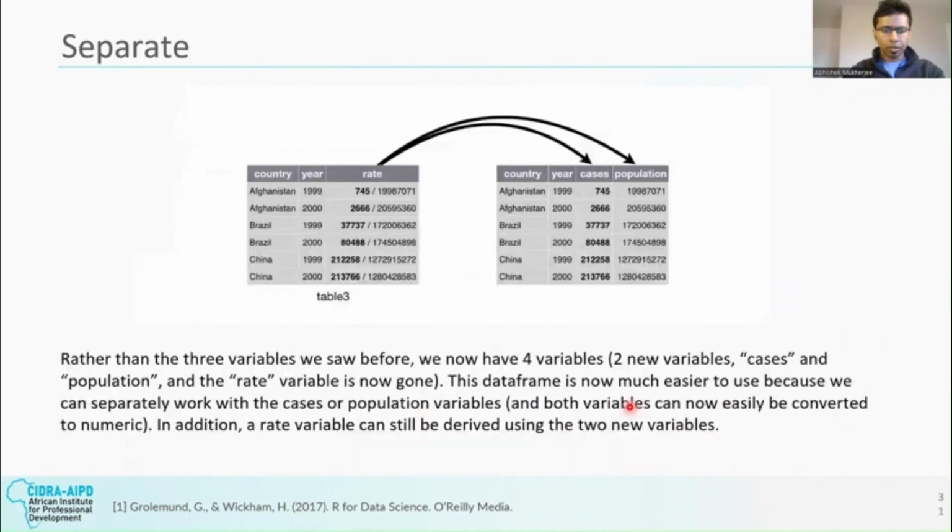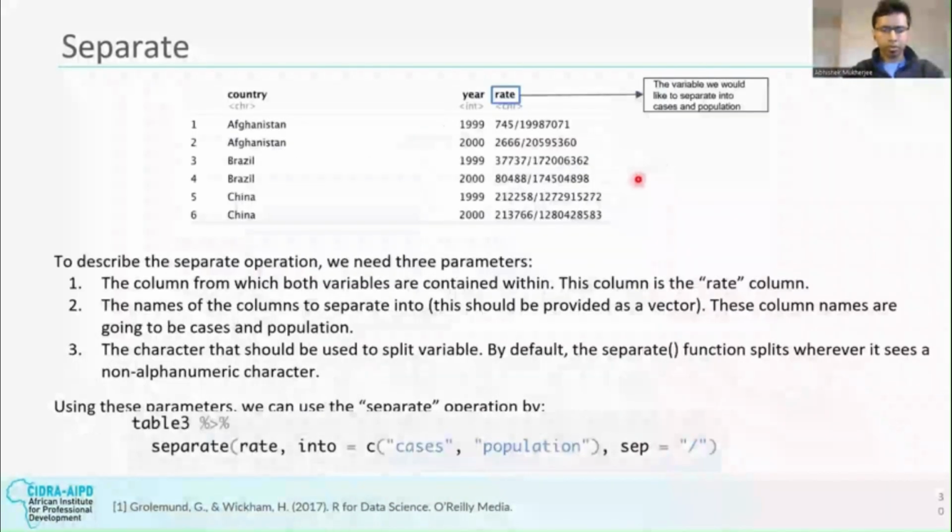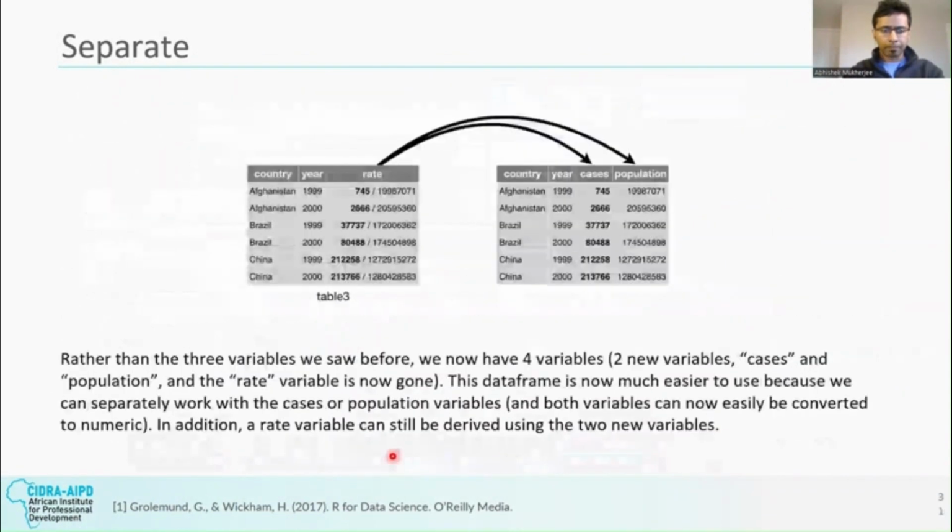Once we run this command in R, we would see that this rate column got transformed into two columns called cases and population, because this is what we had passed into the into parameter. And the values in this rate column, the left-hand side of this operator got transformed into this cases column, and the right-hand side got transformed into this population column. So using the separate function, we transformed this table 3, which was in a non-tidy format, to a tidy format.